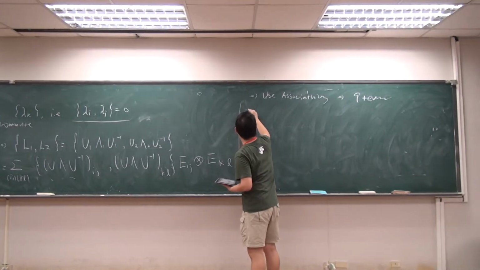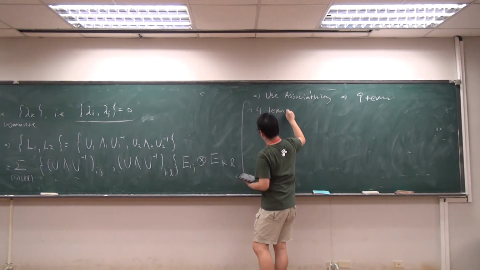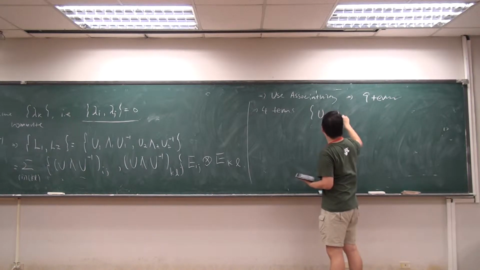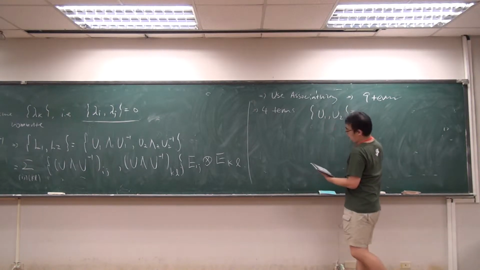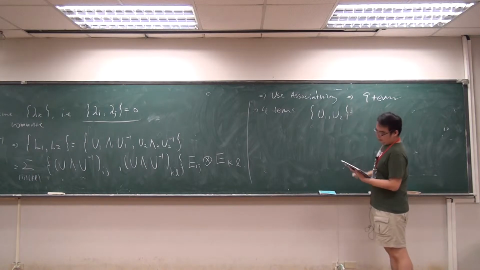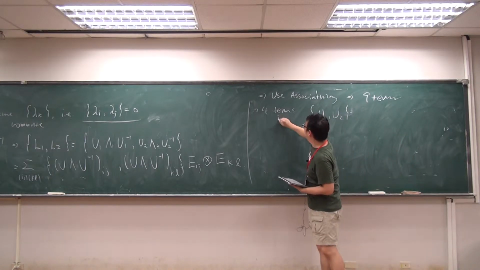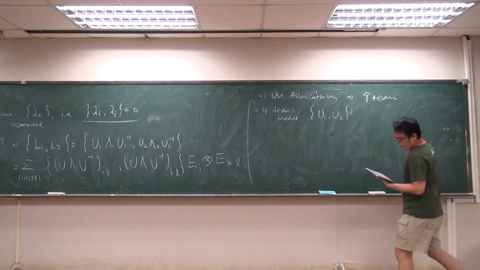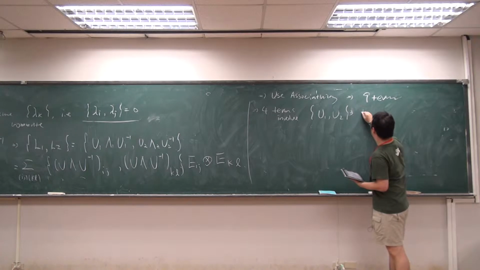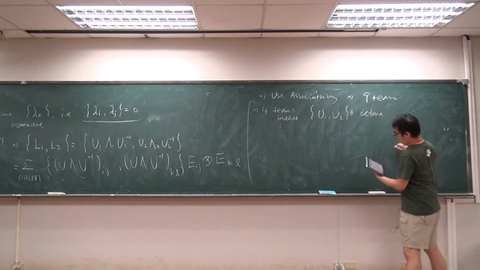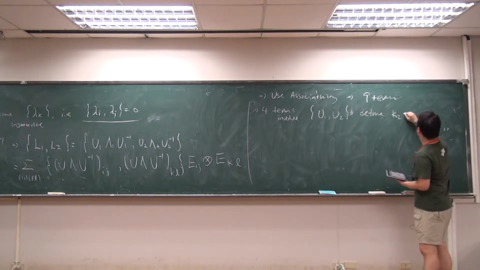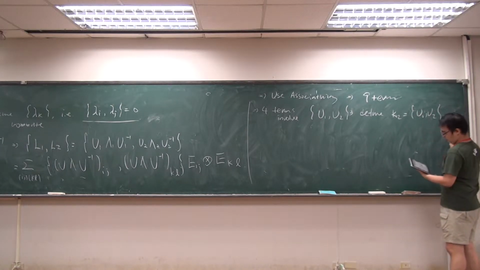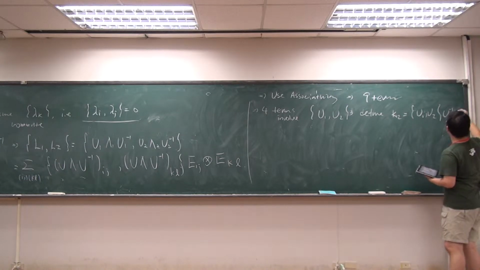So 4 terms. I'm not going to try to write it out, but the 4 terms here involve this kind of gadget: the Poisson bracket between U1 and U2. And we can define K12 equal to U1, U2, U1 minus 1, U2 minus 1.